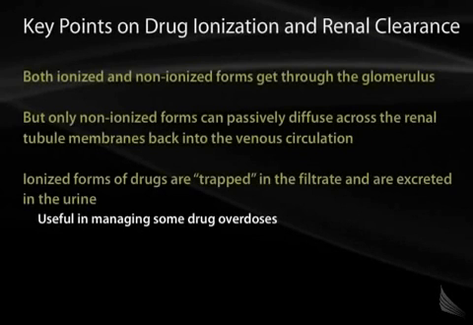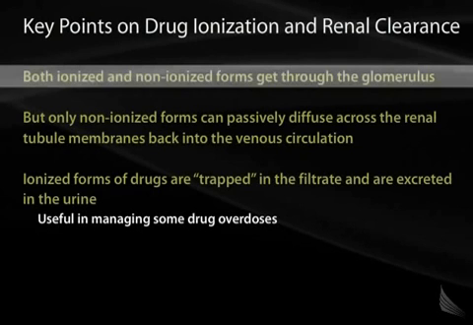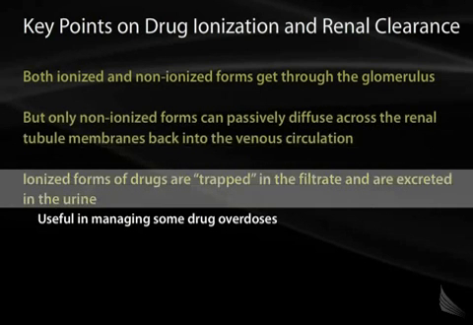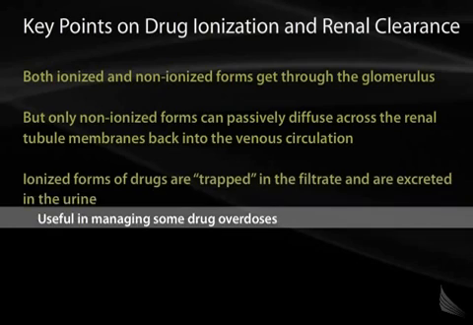So some key points on ionization and renal clearance. Both ionized and non-ionized forms of drugs are able to get into the glomerulus, into the kidney, and into the bloodstream. But only the non-ionized forms, meaning the forms that are not charged, can passively diffuse back across the renal tubule membranes and into the venous circulation. Ionized forms of drugs are trapped in the filtrate and are therefore excreted into the urine. We take advantage of this in managing some drug overdoses that we will talk about.